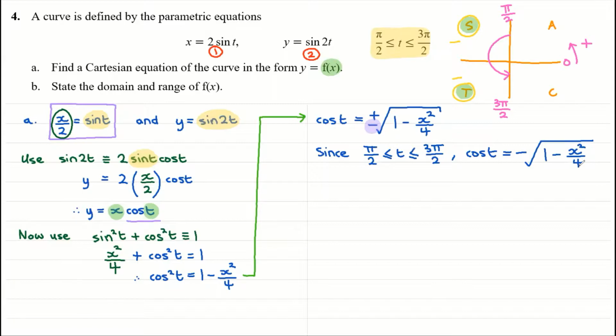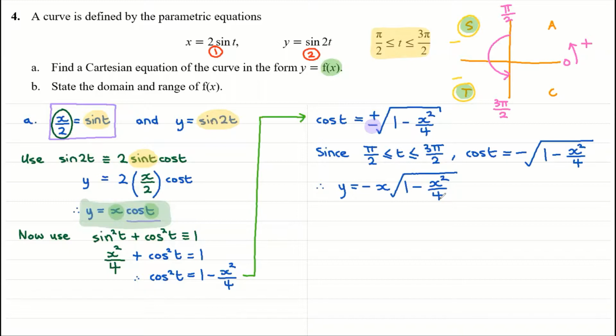Right, now we can substitute this back into our semi-Cartesian equation that we had earlier. So therefore, going back to the result earlier, we now know that y is going to equal negative, so I'll put the negative at the front, x multiplied by the square root of 1 subtract x squared over 4.